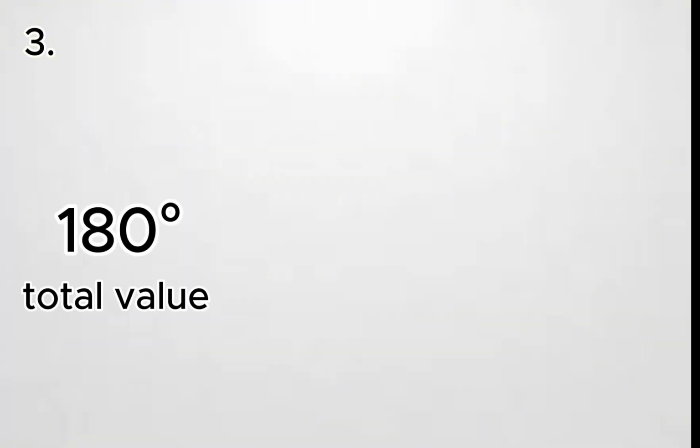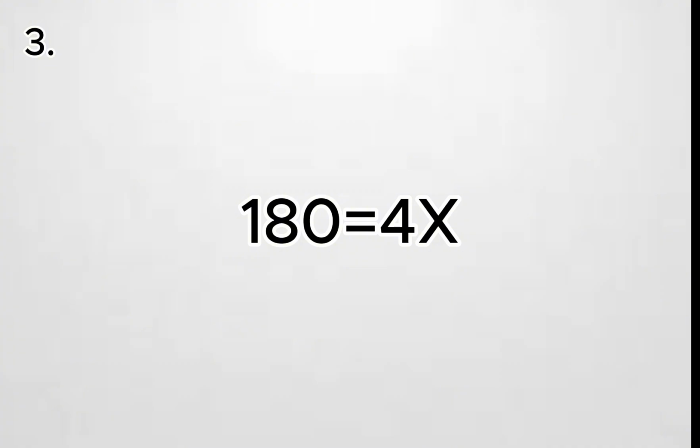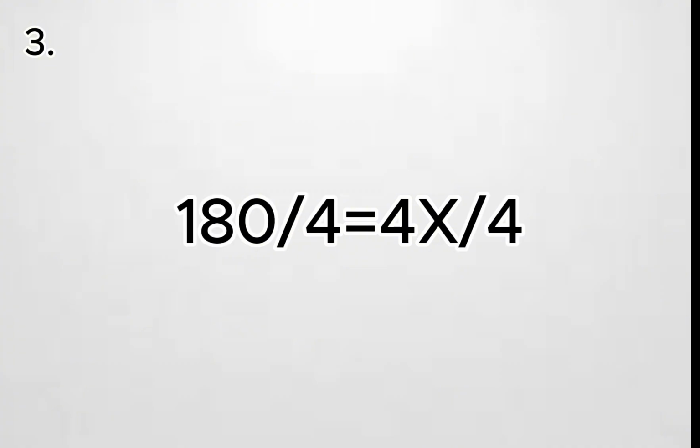Let's write out our equation first. 180, the total value of our angles, is equal to x, the first angle, plus 3x, the second angle, which is 3 times bigger than the first. Now, we can solve the right side. x plus 3x equals 4x, leaving us with 180 equals 4x. We can now divide both sides by 4, leaving us with 180 divided by 4 equals 4x divided by 4. 180 divided by 4 is 45, and 4x divided by 4 is x.